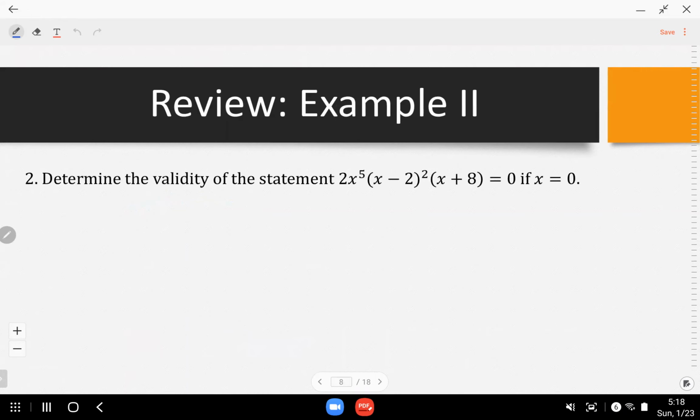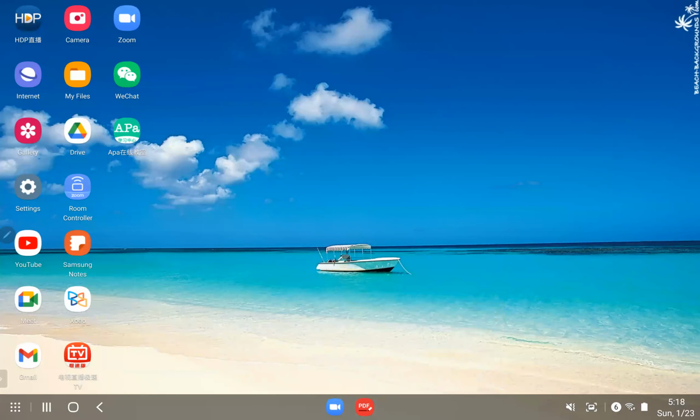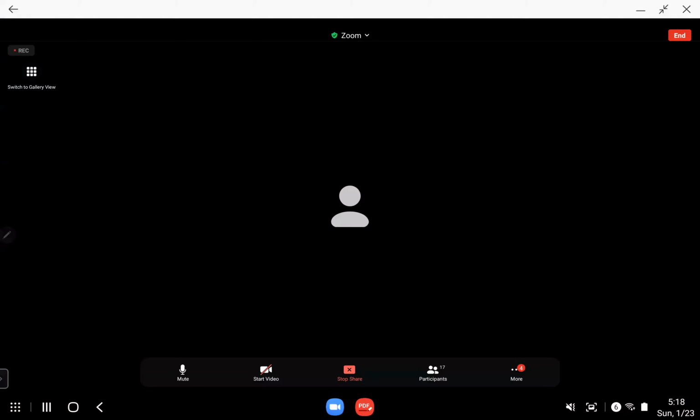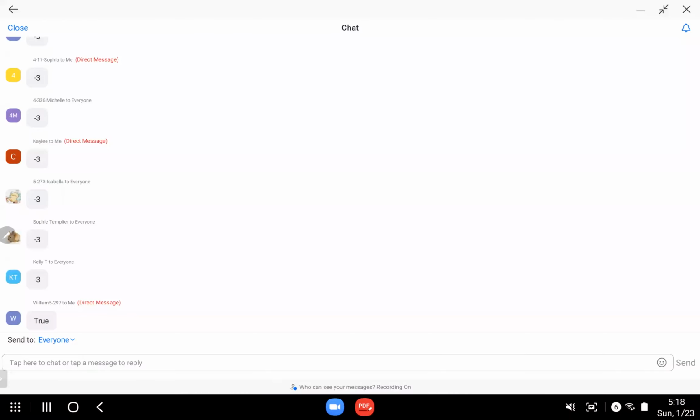All right, so let's review our example 2. Determine the validity of the statement 2x to the 5th times x minus 2 squared times x plus 8 is equal to 0 if x is equal to 0. Basically, you're saying that if x is equal to 0, is the statement true or not? So I'd like you to put true or false in the chat. You have one answer, and it is true.